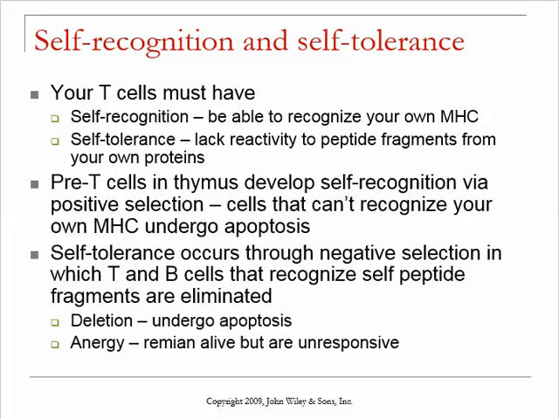And self-tolerance occurs through negative selection, where any cell that recognizes self-peptides and is activated by them are killed either through deletion or by anergy, which means that they're still alive. They're alive, but they become unresponsive. So that's an important point.